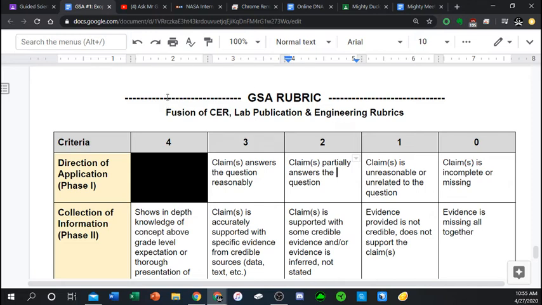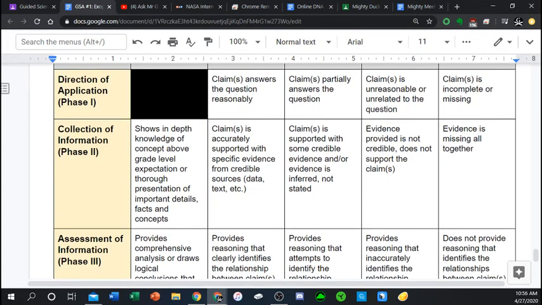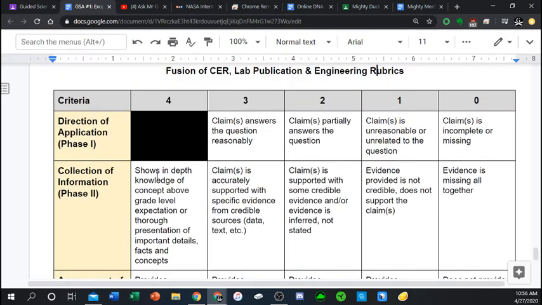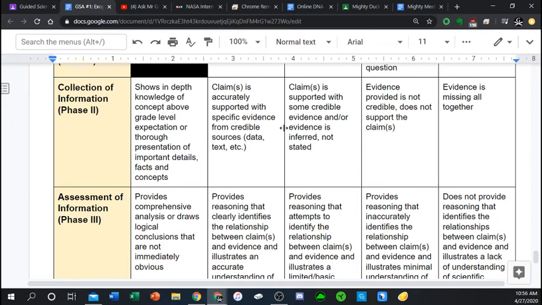The rubric, I'll be going over this many times in the future, but just to kind of show you, I did combine your CER rubric, lab publication rubric, and using rubrics from engineering projects, I looked for similarities between all three. Looking for similarities between them all, I found phase one, phase two, phase three, and phase four. Phase one is always trying to set the direction of what you're doing, basically making a claim. Your second part in doing a lab or doing an engineering project is testing and collecting information. That's like research in a CER.